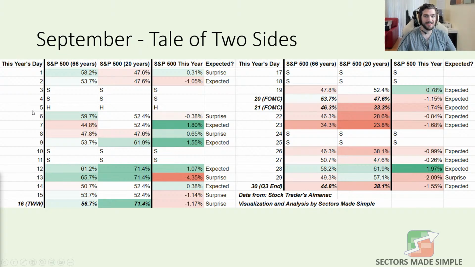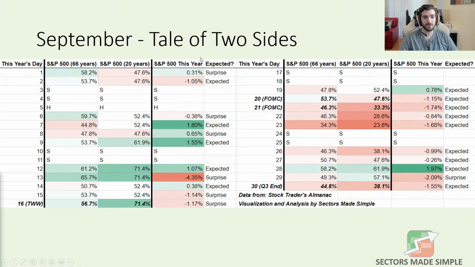What we see on the left is the day of the month, and then again in the middle of the page. So it was one really long table that we chopped in half and then stuck it alongside itself so we could see it in a single slide. So we have the S&P 500 over the past 66 years and its average, or rather, the percent of times that it went up for that day in September. Then we have 20 years. Then what I've added today is what happened to the S&P 500 on that day this year. And lastly, if that was a surprise or not.